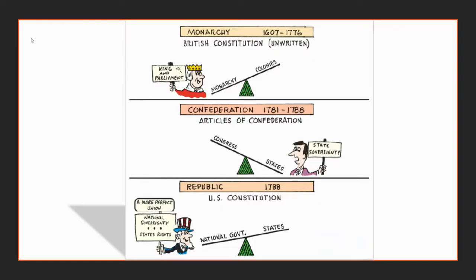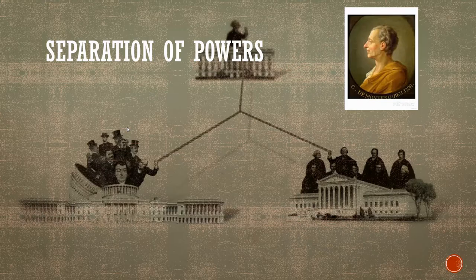So just to recap the governments that we've experienced so far. First we had the British monarchy, where the king had all the power and the colonies had no power. Then we had the Articles of Confederation, where we didn't have a central government and there was no power for the central government. Then we're going to create the Constitution, where it's more balanced.